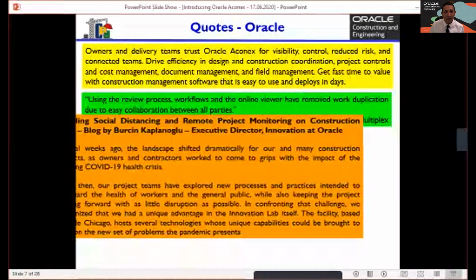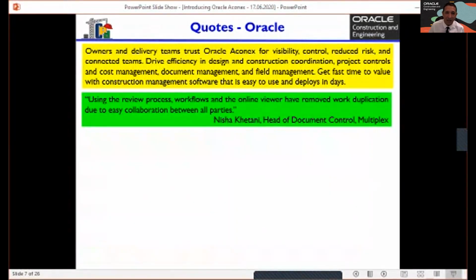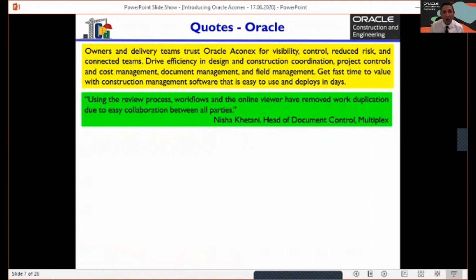Next up, there's another quote from Nisha Ketani from Multiplex, one of the largest contractors in the world. She goes on to say that using the review process workflows and the online viewer have removed work duplication due to easy collaboration between all parties.